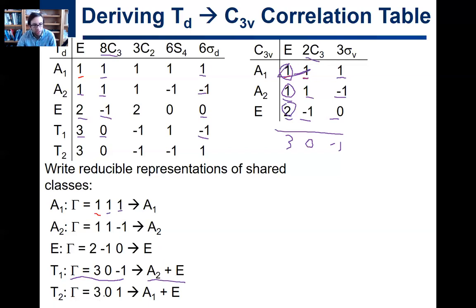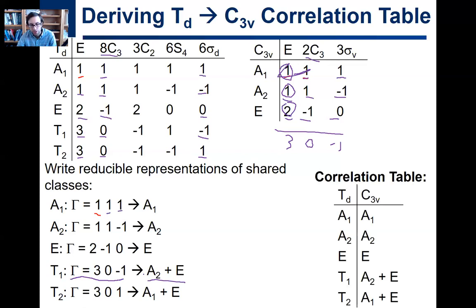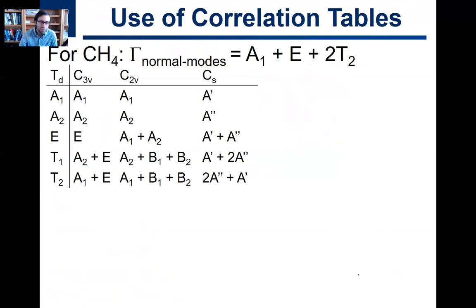We can do a very similar thing with T2. T2, we have 3, 0, and 1. And that ends up being A1 plus E. So T2 in TD translates as that in C3V. So you can come up with this correlation table in this way, where you say, hey, I have my TDs. How do they translate into C3V? We're translating languages here, right? So how do you use this? Well, this is where it gets pretty easy. Now I have a correlation table I'm just giving you, not only TD going to C3V, but TD going to C2V and TD going to CS.